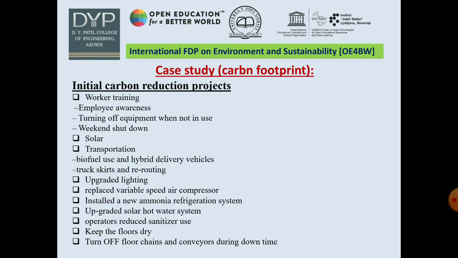Then they implement a green manufacturing strategy into their company and take some initiatives. In that, first they train their workers, that is employee awareness: turn off equipment when not in use, weekend shutdown, and use maximum solar energy.